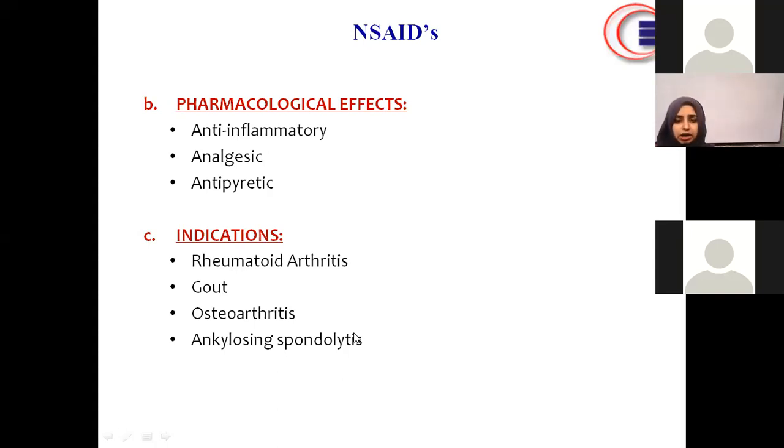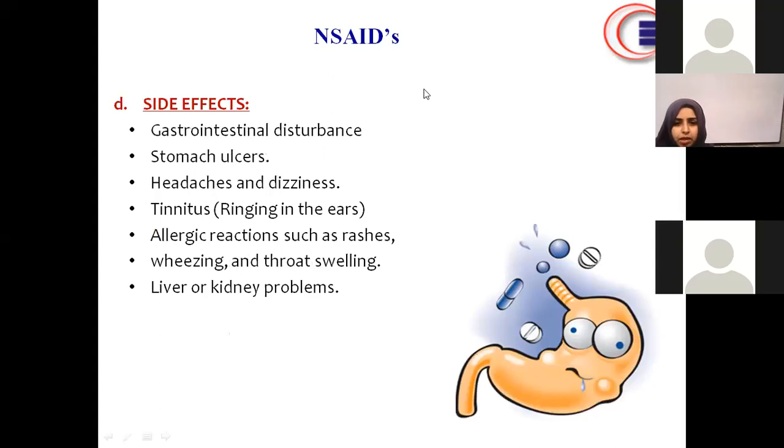Secondly, what are the other adverse effects associated with aspirin? Hypersensitivity is there because it's a salicylic acid derivative. Then we have GIT disturbances. It can lead to stomach ulcer. Headaches and dizziness, tinnitus because of the salicylic acid, allergic reactions such as rashes, wheezing and throat swelling, liver or kidney problems.